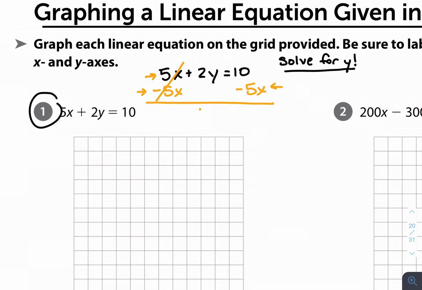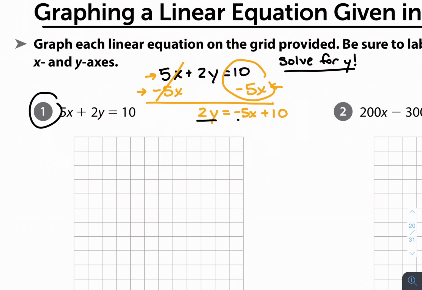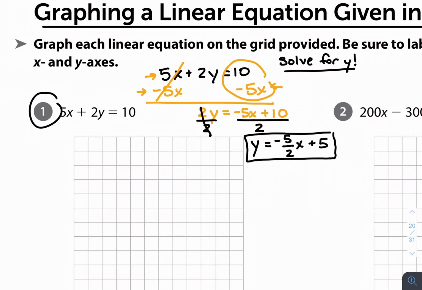That leaves me with 2y equals, and I can't combine these two because they're different types of terms, so I'm just going to write them next to each other, keeping the signs with each term. So 2y equals negative 5x plus 10. And now my final step to solve for y, I'm going to divide both sides by 2. 2y divided by 2 is y. Negative 5x divided by 2, I'm going to leave as negative 5 over 2x. And then 10 divided by 2 is 5. So here is my equation in slope-intercept form.